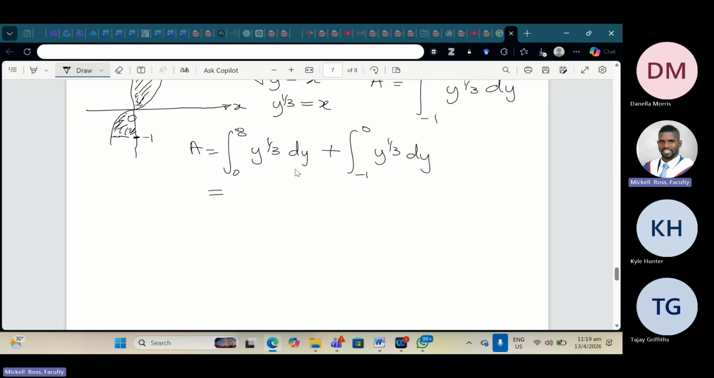So we integrate as is: add 1 to the power, divided by the new power. So we're going to get y to the 4/3 divided by 4/3, and we're going from 0 to 8, plus y to the 4/3 divided by 4/3, and we're going from -1 to 0.